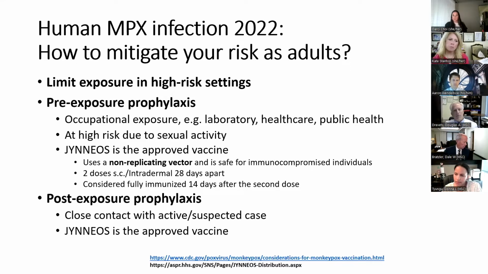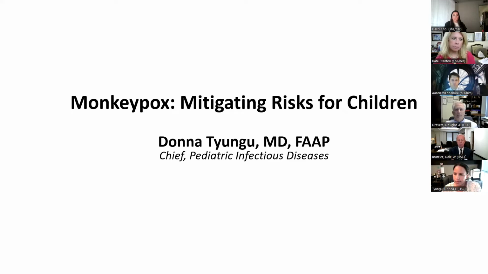And it is a safe vaccine. It's 2 doses, 28 days apart, and you're considered fully immunized 14 days after the second dose. You can also do post-exposure prophylaxis. Let's say you're inadvertently exposed to somebody and they call you up and say, oh, I was just diagnosed with monkeypox. You can get a vaccine after that before you have the disease, and that can also help mitigate your risk. Next slide, please. Thank you for your attention.